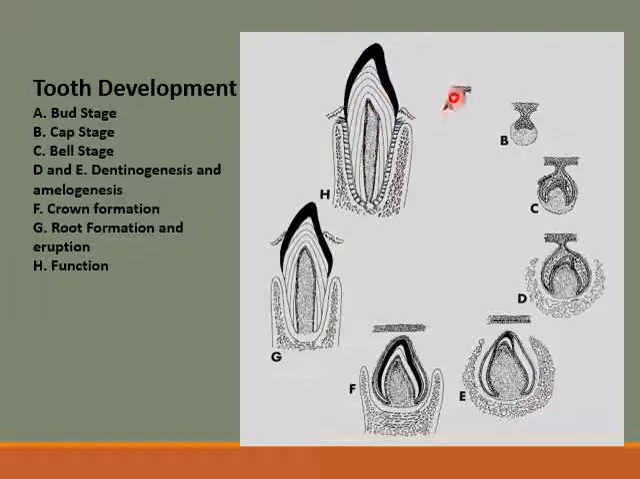So this period, A, B, C, D, E, and F, is inside the jaw. This is the oral epithelium, and this is the connective tissue. We have these teeth growing from the embryogenesis until the tooth erupts inside the oral cavity here, and this is during function. So it's a complex process.